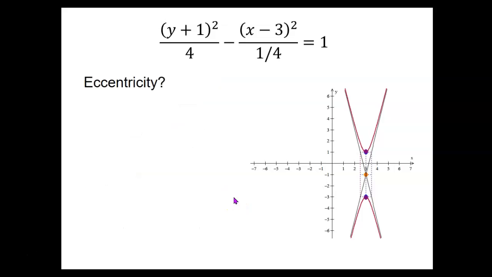What about the eccentricity? Well, e equals c over a. That's true for either an ellipse or a hyperbola. We said that c was the square root of 17 over 2, and a was just 2. So that comes out to approximately 1.03. For any hyperbola, the eccentricity is going to be greater than 1. Here it's only a little bit greater than 1.